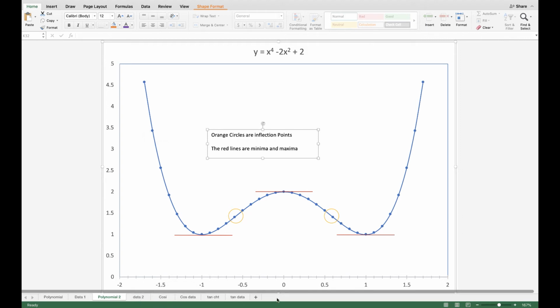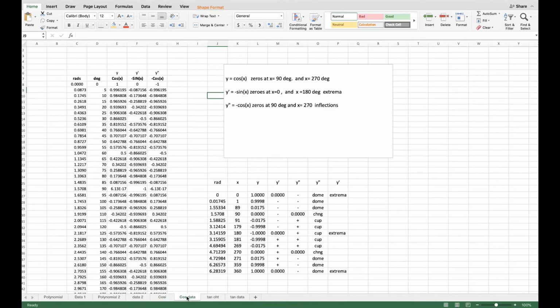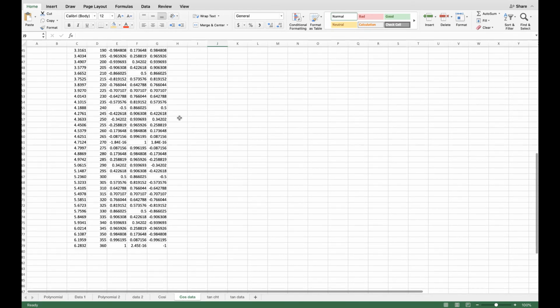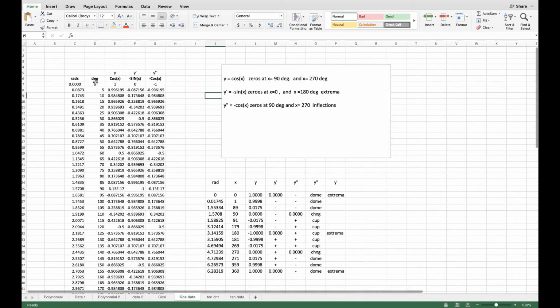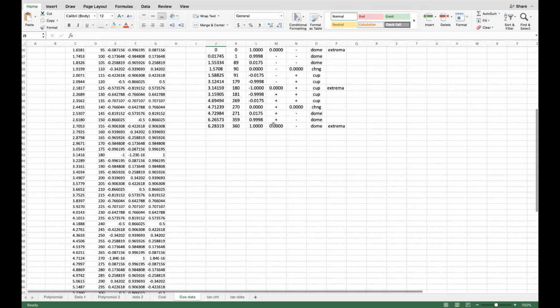Now, I threw in a couple more functions in here, just 2 more to mix it up a little bit. You can recognize this. This is your cosine function. This is a trigonometric function. And I plotted this for one cycle or one period. The x-axis are the angles, with the degrees running from 0 to 360 at 5-degree intervals.